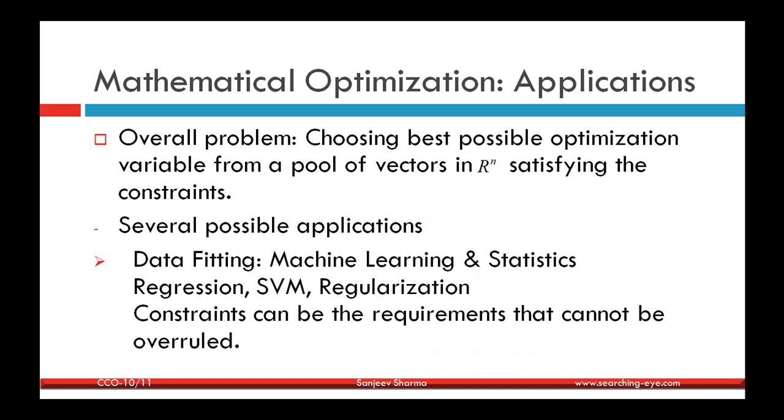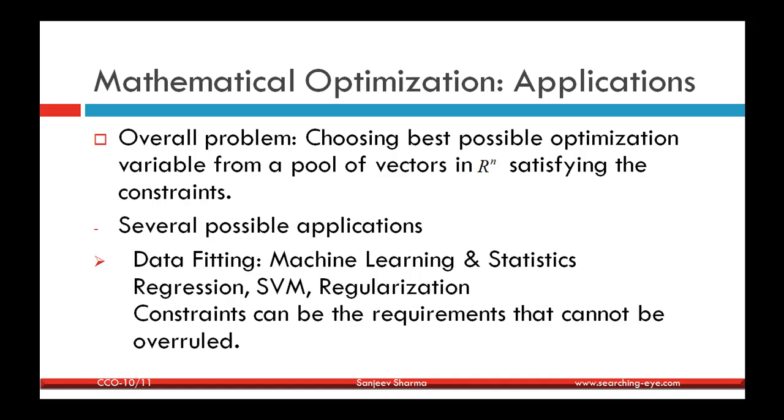So let's begin with the applications of mathematical optimization. The overall problem is to choose the best possible optimization variable from a pool of vectors in R^n satisfying the constraints. This problem can be formed in different forms and applied in different areas. Here are some examples like regression, SVM, and regularization. All these problems are optimization problems. In fact, these are convex optimization problems, but that's not the point of discussion.